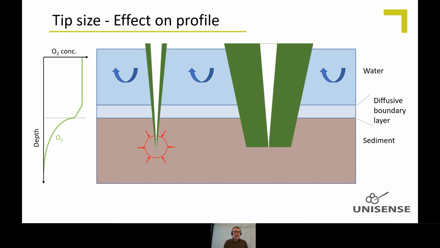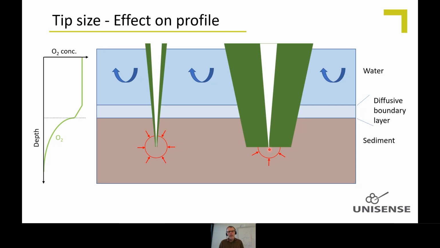So with a very small sensor, you can see we are measuring the concentration of oxygen right in front of the tip of the sensor. And the supply of oxygen, in this case, can come from a whole sphere. So there's a spherical supply of oxygen to the sensor. Only a very small part of the sphere is blocked by the sensor. If you use the big sensor, you will block half of the diffusion sphere, and you will change the supply of oxygen to the sediment in front of the sensor.